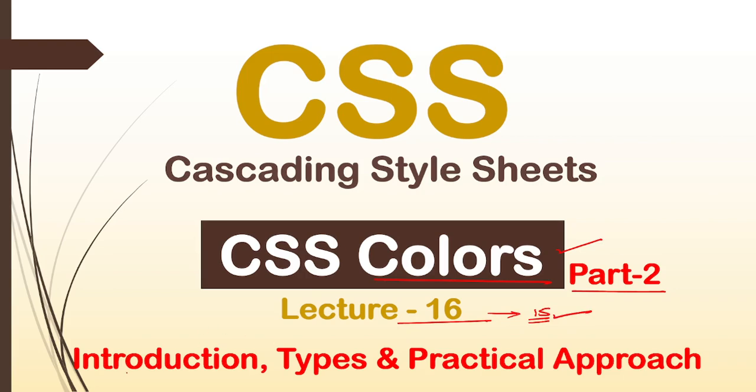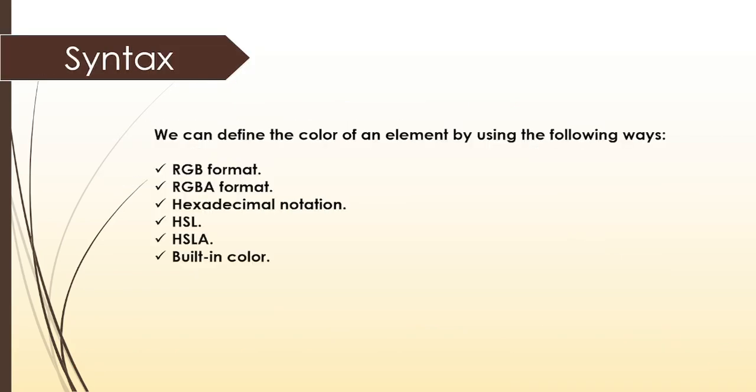In lecture number 15, we already discussed the basic introduction of CSS colors, its different types, and a practical approach to two important color properties: RGB, that is red, green and blue, and RGBA, where A stands for alpha. We have discussed these two types practically. So now let's move to the next type, that is hexadecimal notation.